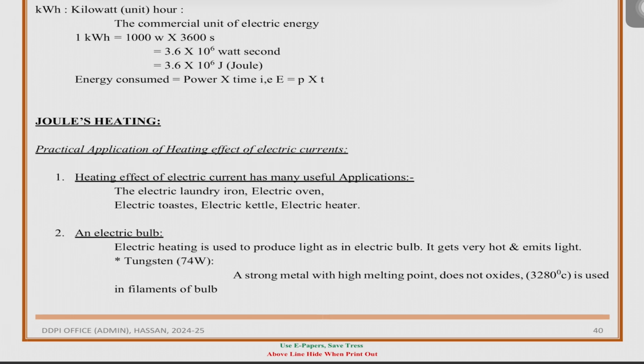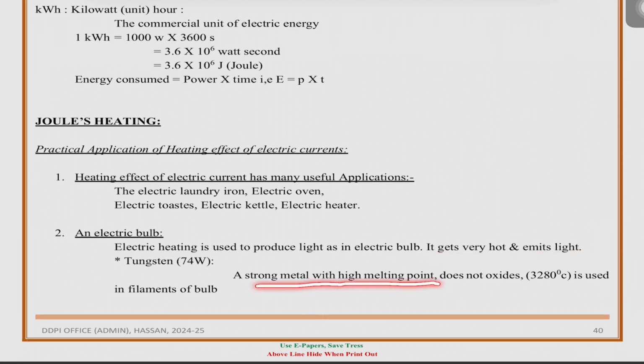What are the practical applications of Joule's law of heating? Heating effect of electric current has many useful applications. So, the electric press or the electric laundry iron, electric oven, electric toasters, kettle and electric heater, all of these work on the principle of Joule's law of heating. An electric bulb: electric heating is used to produce light in an electric bulb. It gets very hot and emits light.